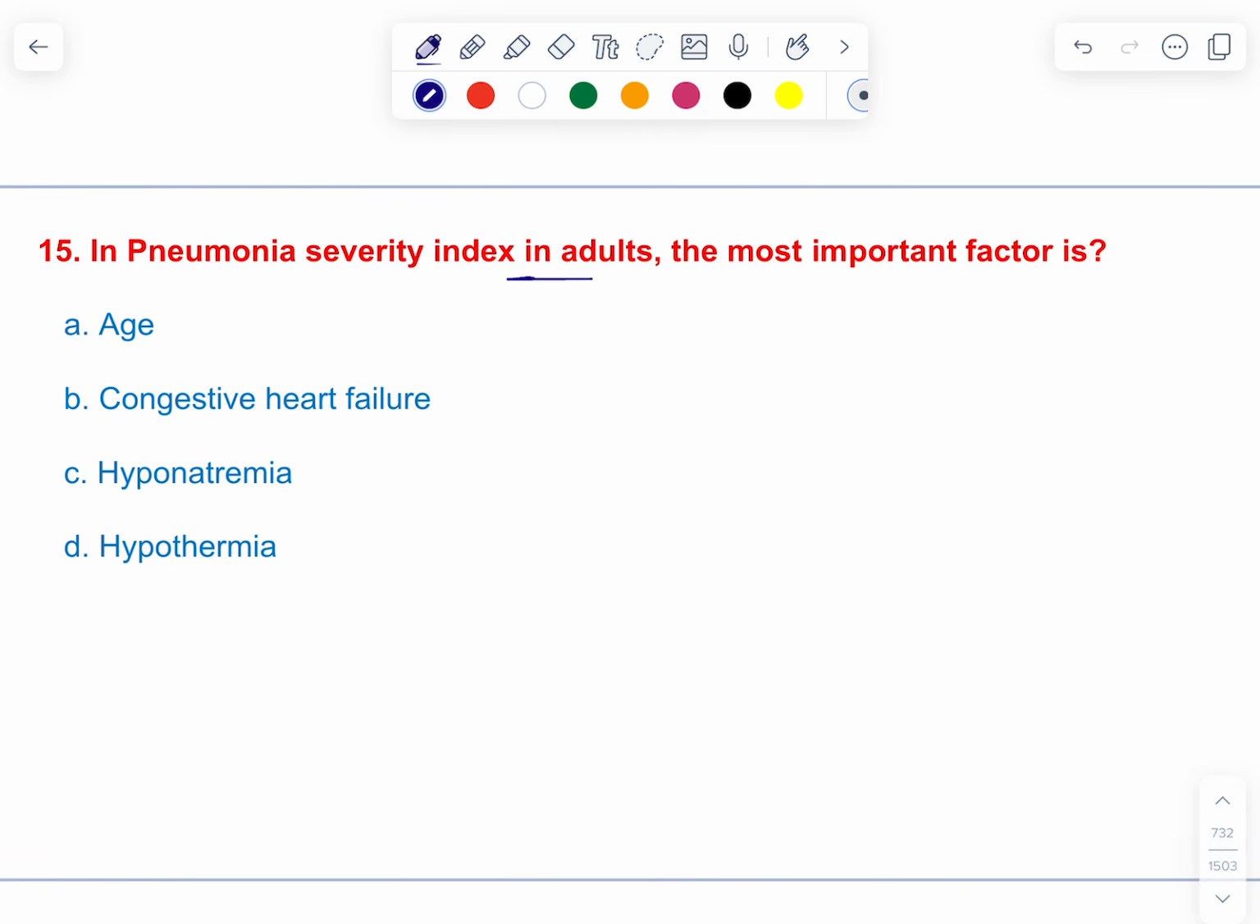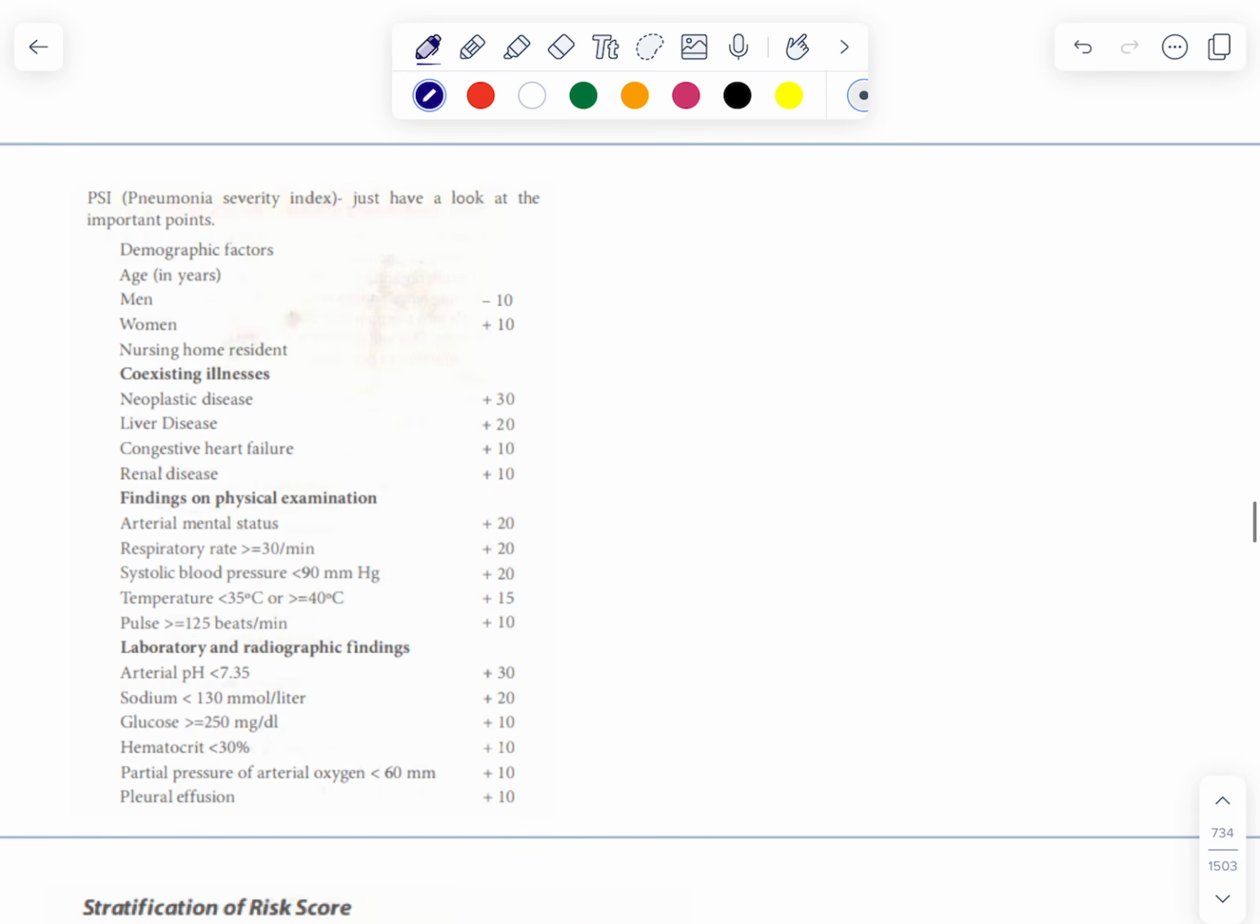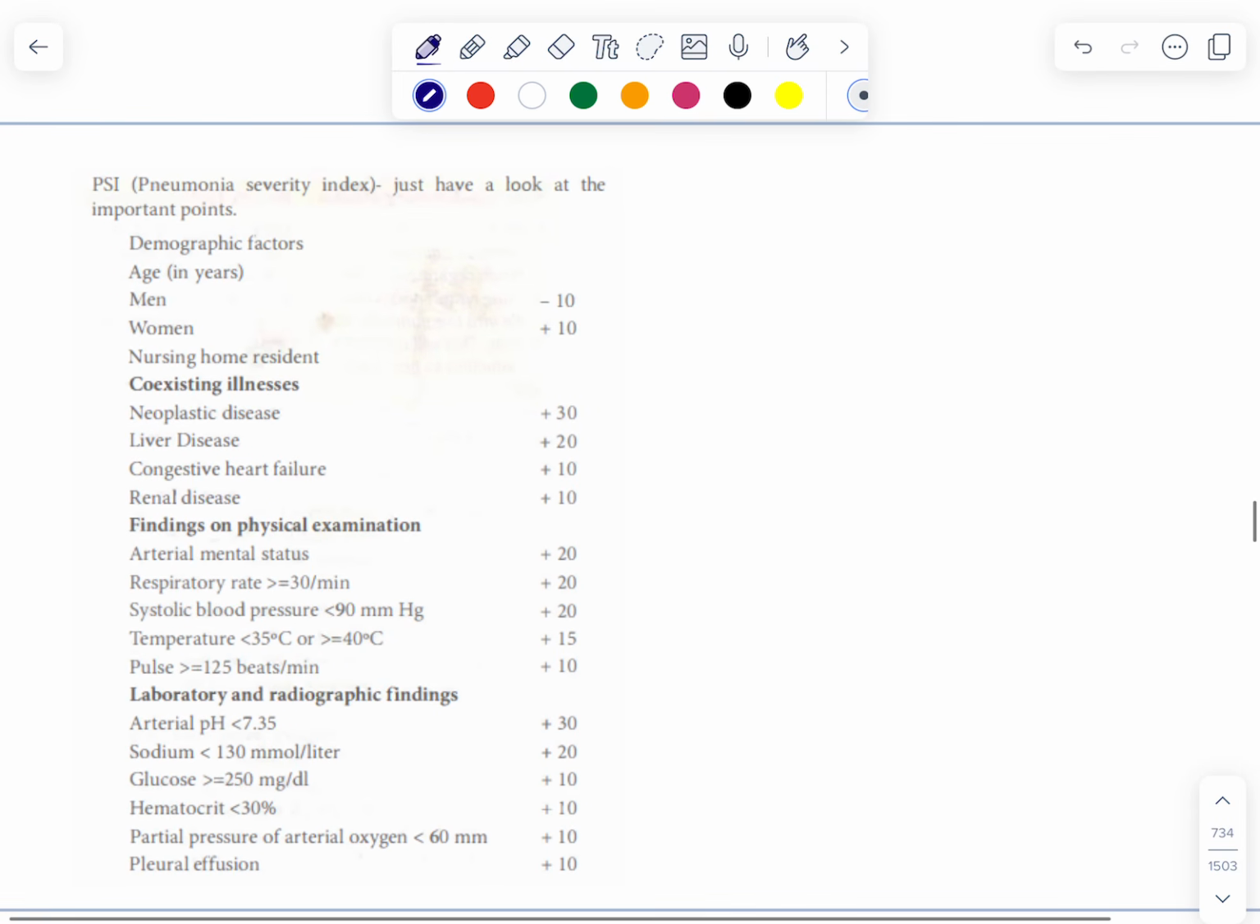Pneumonia severity index in adults, the most important factor is age, congestive heart failure, hyponatremia, hypothermia. The most important factor is age. What exactly is the pneumonia severity index? This is also one of the parameters which will tell you the severity of pneumonia, and many factors are taken into consideration. Let me show you all these. These are all the factors taken into consideration in the pneumonia severity index.